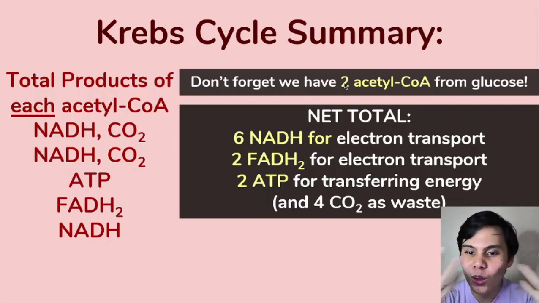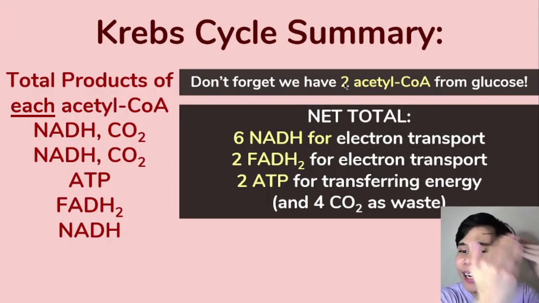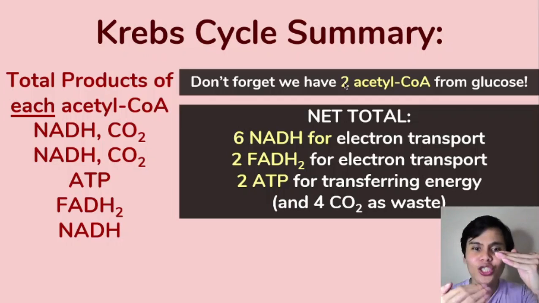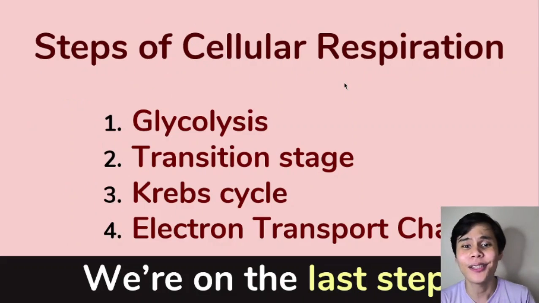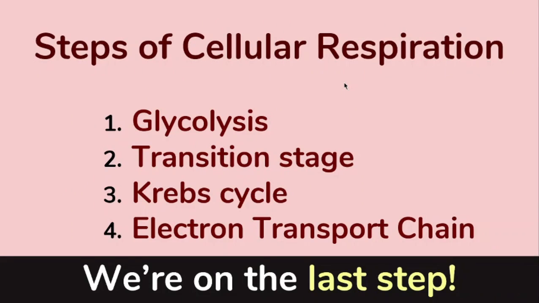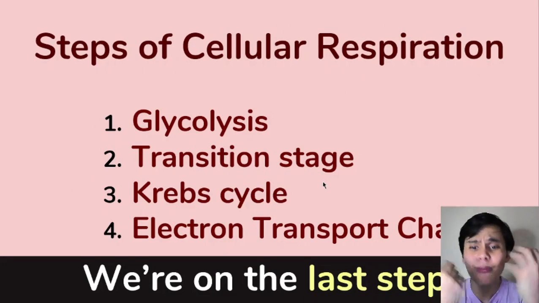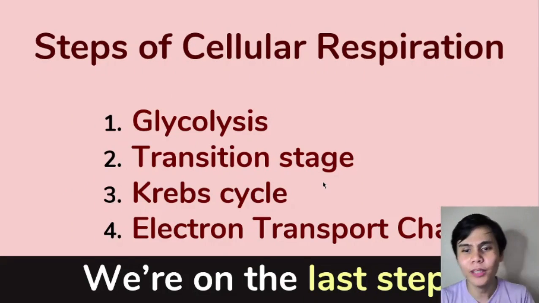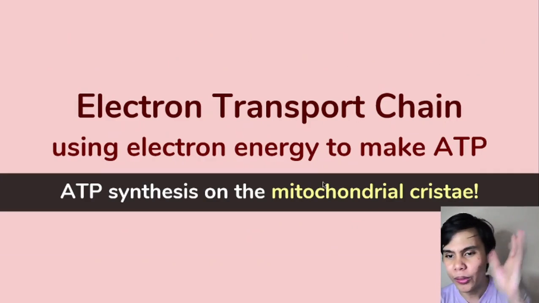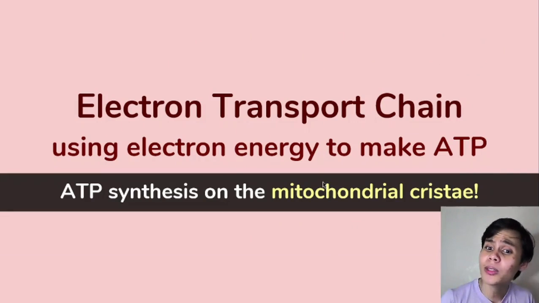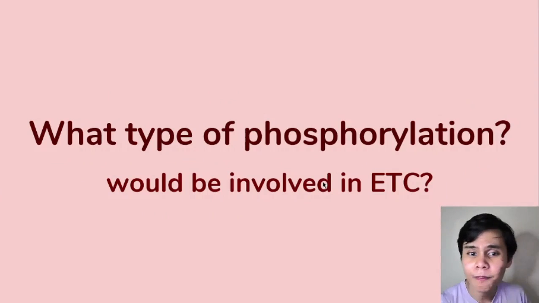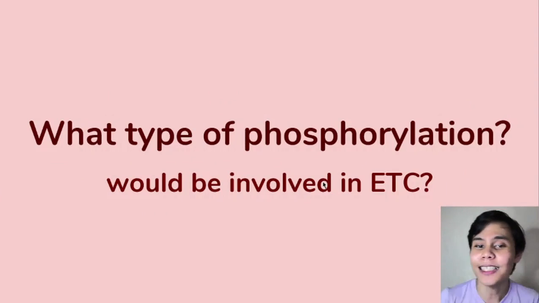Now, all of those electron transporters from glycolysis, the transition stage, and the Krebs cycle will go to the last stage, what we call the electron transport chain. So we have all the electron transporters from all the previous steps going to the electron transport chain, which is very similar to the one in photosynthesis, right? It's used to make ATP.